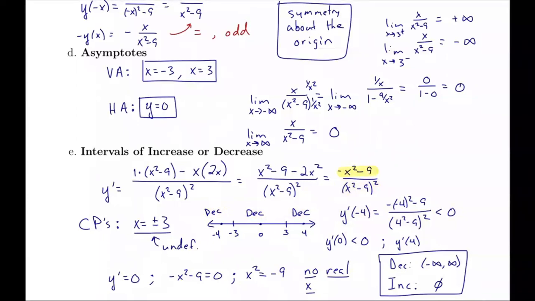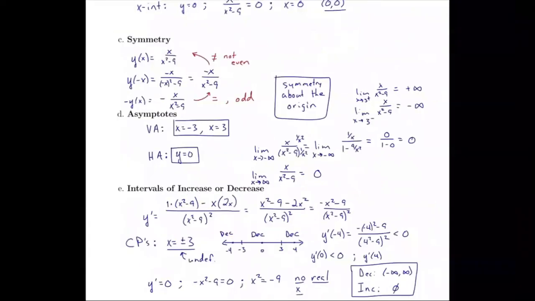How do I know that? Well, plug in a 4. It's no different than when we plugged in a negative 4. We're still going to be less than 0. So in all three cases, we're decreasing, which is interesting. None of these critical points should be local mins or local maxes then, so we'll have to keep that in mind. It looks like the function decreases everywhere, so we're not increasing anywhere. Increasing is the empty set, and we decrease on all real numbers. There we have that.